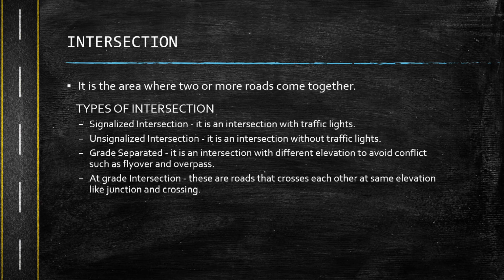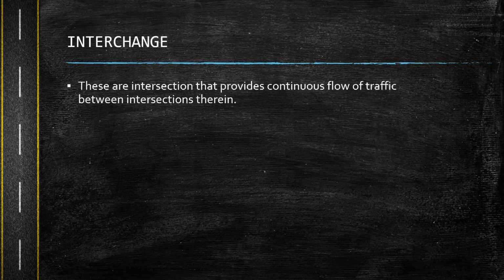Grade separated, it is an intersection with different elevation to avoid conflicts such as flyover and overpass. So, ibig sabihin, hindi sa same elevation, so at different elevations such as flyover or overpass. At grade intersection, these are roads that cross each other at the same elevation like junction and crossing. While interchange, these are intersections that provide continuous flow of traffic between intersections therein. So, combination siya ng intersections without abruption. So, ibig sabihin, continuous flow of traffic.